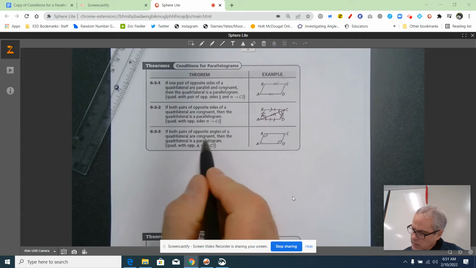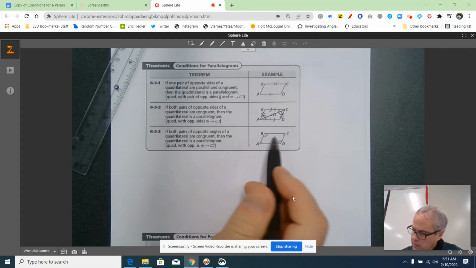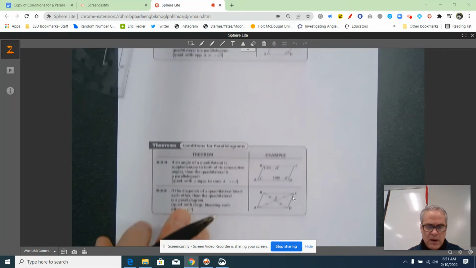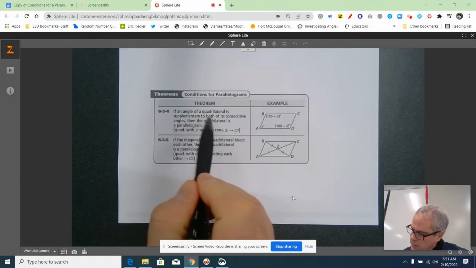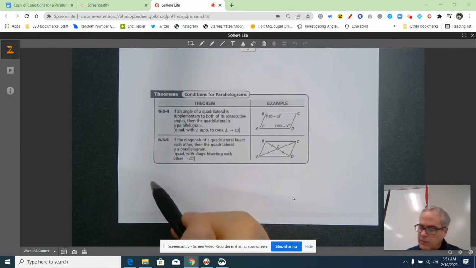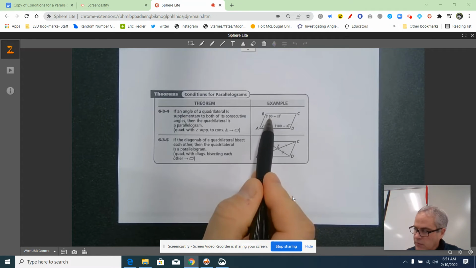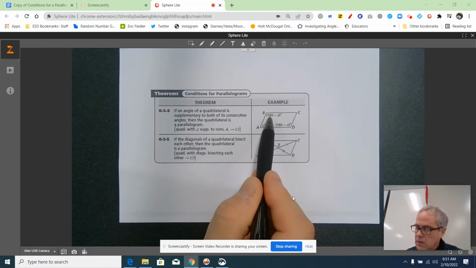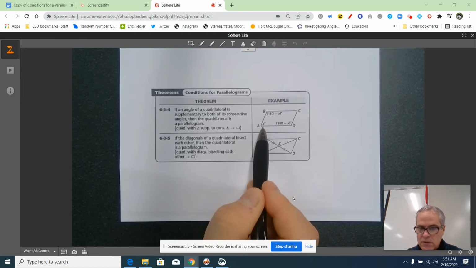Here's the third one. If both pairs of opposite angles of a quad are congruent, then the quad is a parallelogram. I'm just going to mention those. I might even talk about one at the bottom here. It says 6.3.4, if an angle of a quad is supplementary to both of its consecutive angles. Remember, we had consecutive angles. So you're looking at this angle right here. It is supplementary to this one. And that's what this notation means. Just note that if you add these 2 together, 180 minus x plus x is 180. That's why those 2 are supplementary.